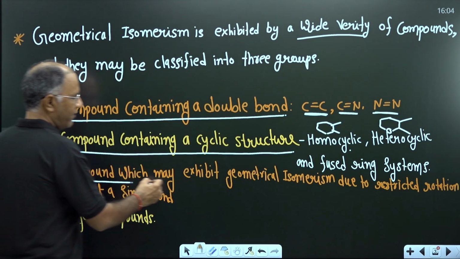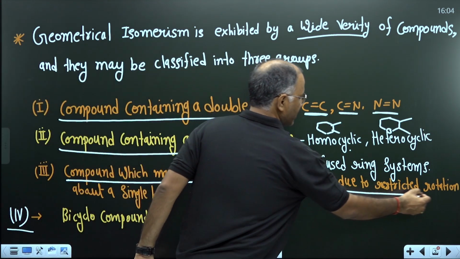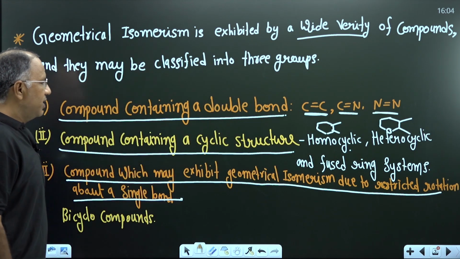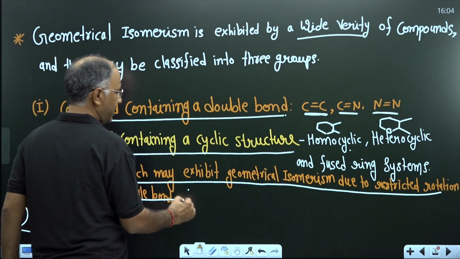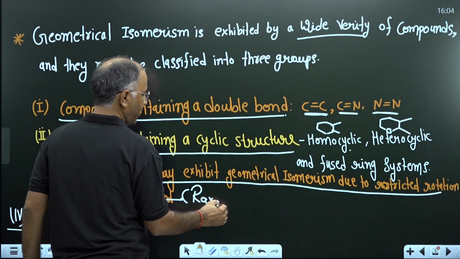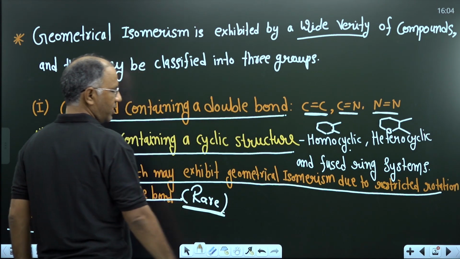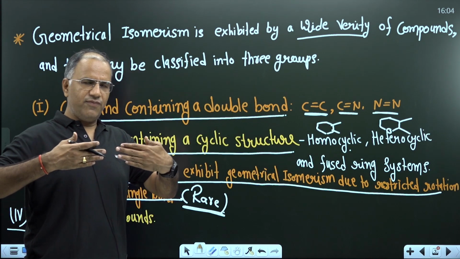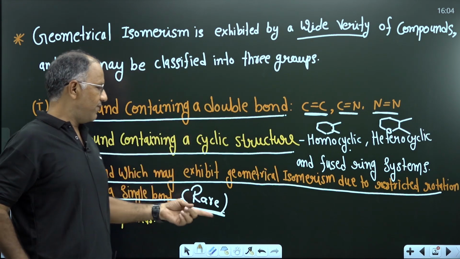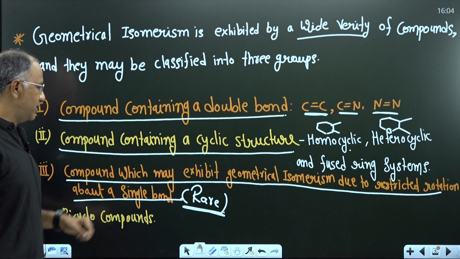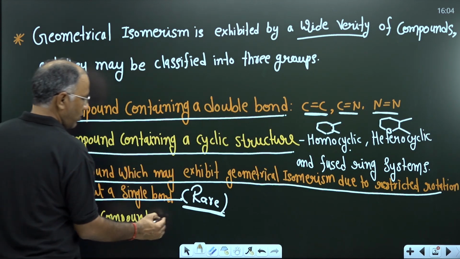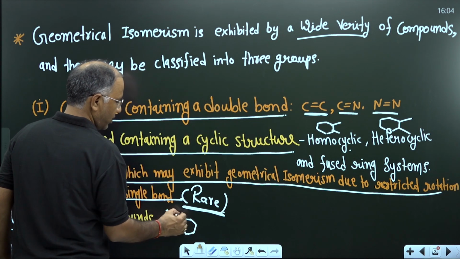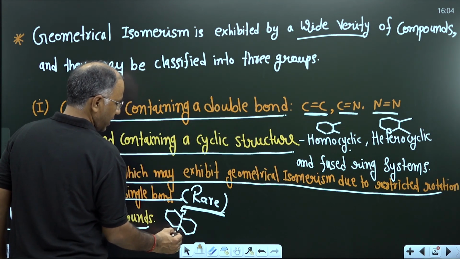Third, compounds that exhibit geometrical isomerism due to restricted rotation about a single bond. This is a very rare example. I will explain this rare example at the end of the isomerism. There are some examples in which there are 3 rings, and because of a bulky group there is restricted rotation. I will take this example at the end of the geometrical isomer. And bicyclo compounds. This is our bicyclo compound. They can also show geometrical isomerism.